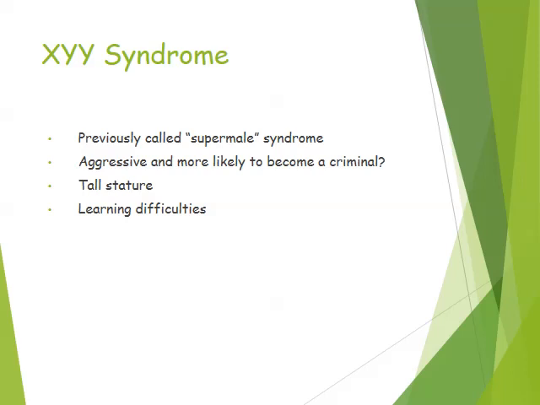These individuals, males, are very tall in stature, very muscular, have learning difficulties, and tend to be somewhat more aggressive. So the reason why it was called criminal male syndrome is if you're very big, very aggressive, and not very smart, you do have a tendency to perhaps do things that would cause you to be incarcerated. It's more politically correct now just to call it the XYY syndrome.